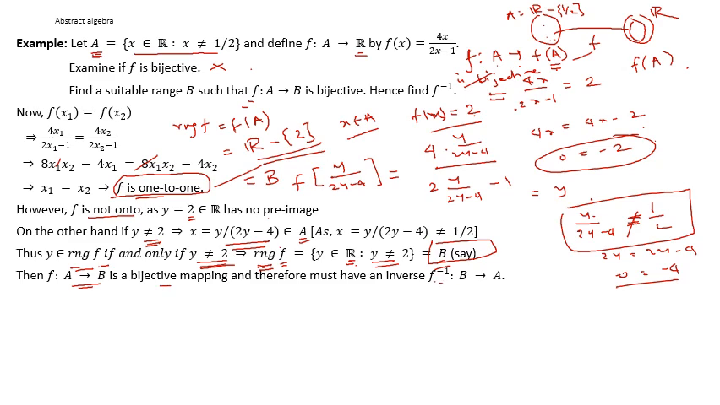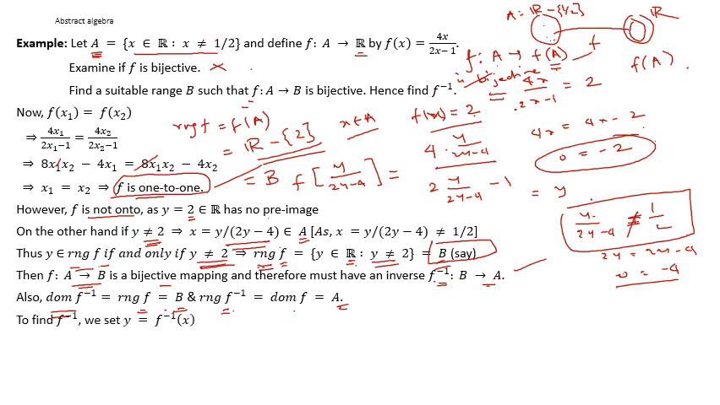Therefore there exists an inverse f inverse from B to A. So what is the domain of f inverse? It is the range of f, that is B, and the range of f inverse is the domain of f, which is A. And if we want to calculate f inverse, what will it be?